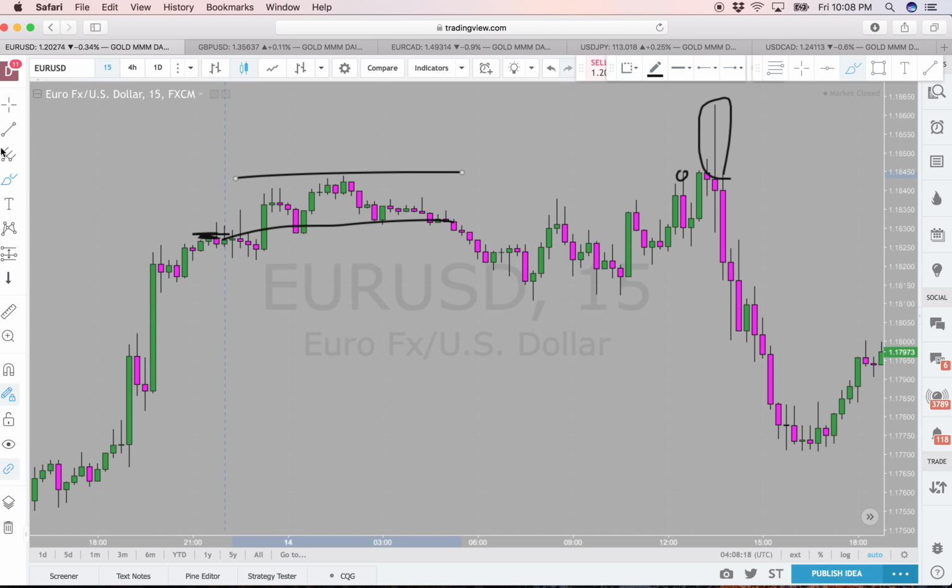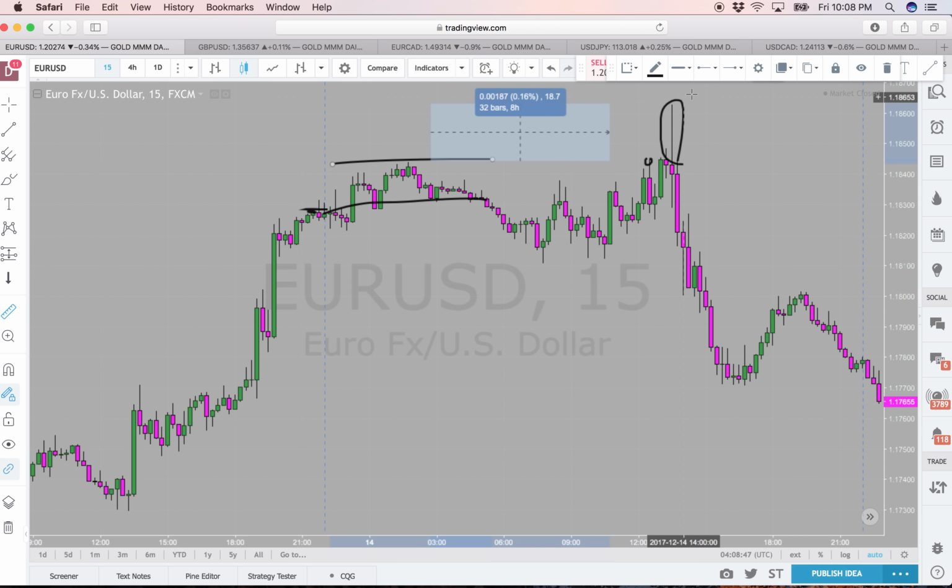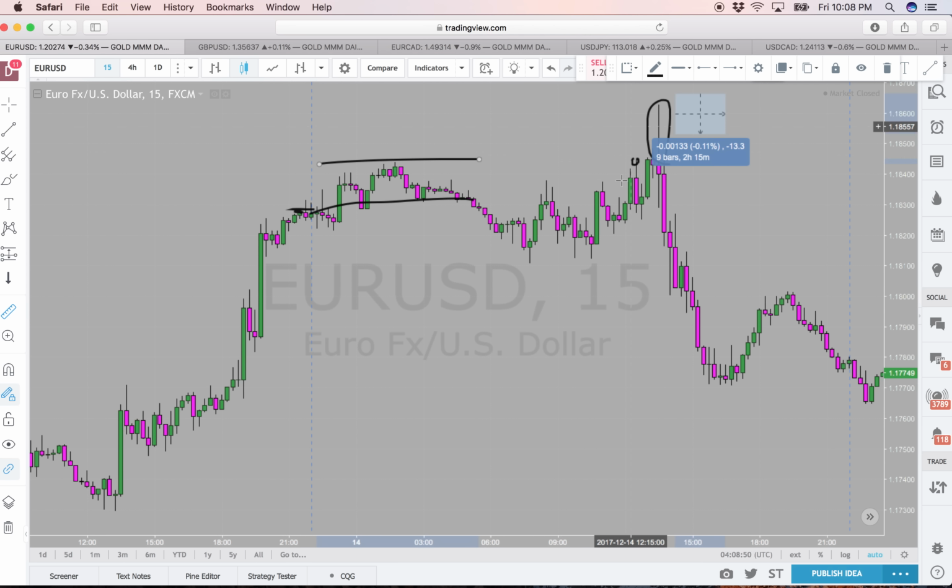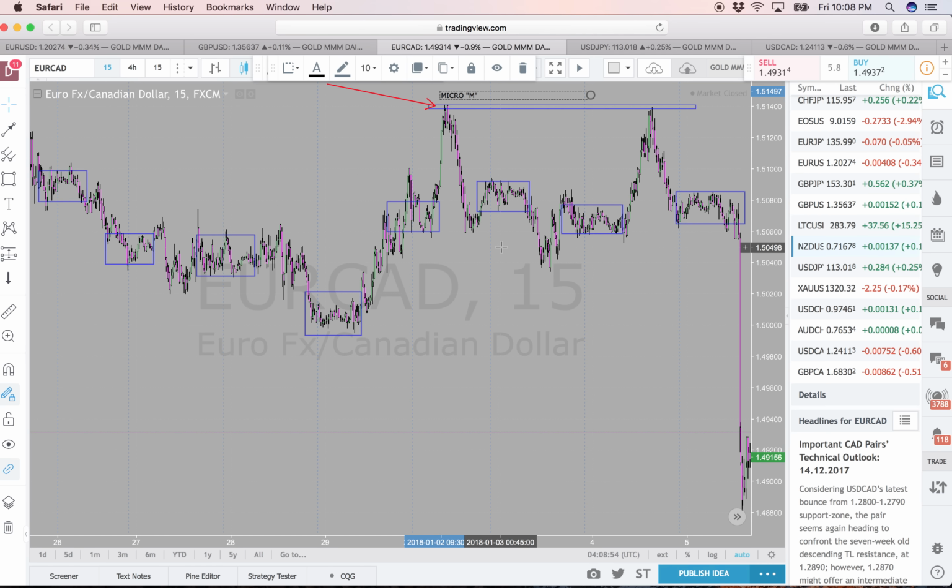So, let's see, how big was this wick? This was a 18.7 pip wick. This was about 18 pips above the high of the day. Now, if you had a 20 pip stop loss, you may have been safe depending on the spread, but a 10, 15 pip stop loss would have been stopped out. And that's exactly what they were aiming to do with this structure right here. Let's go to EuroCAD.